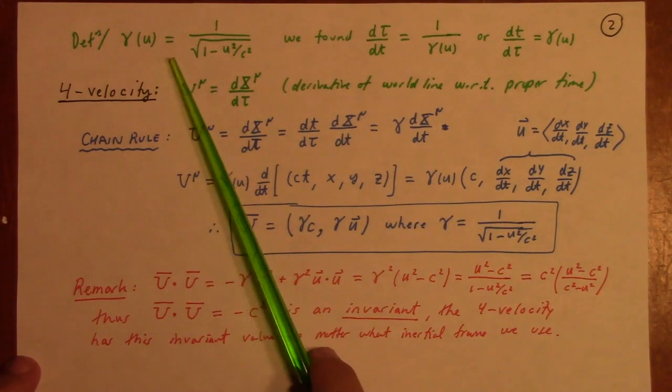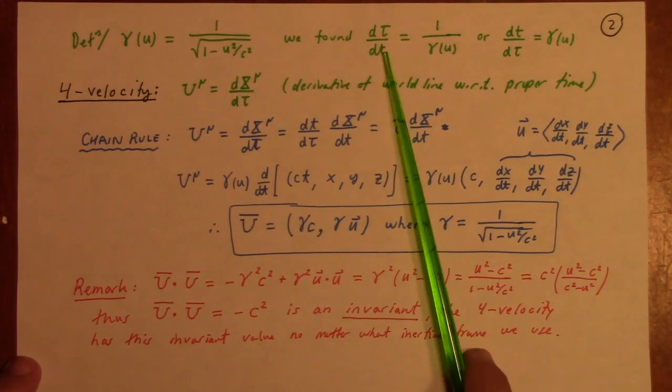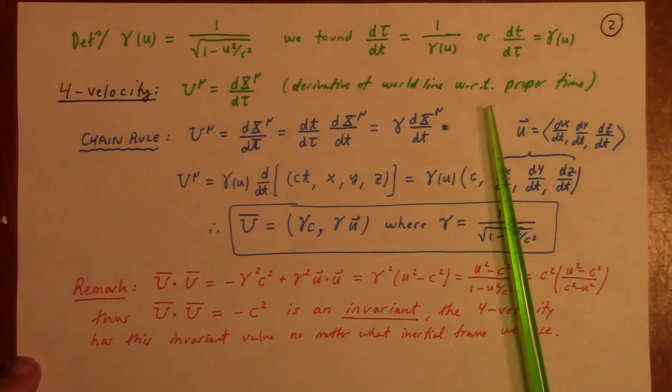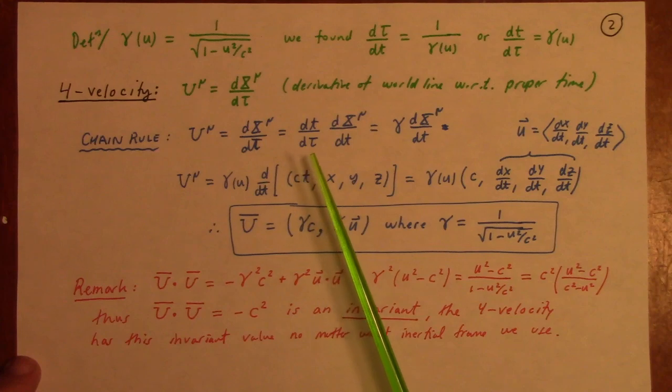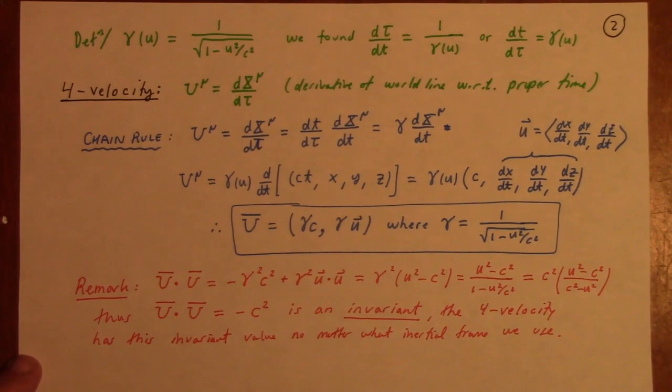So the gamma of u is 1 over the square root of 1 minus u squared over c squared. All right, that's d tau dt. Or you could say dt d tau is gamma. So so far we've just talked about the space-time analog of the position vector, which is the world line.